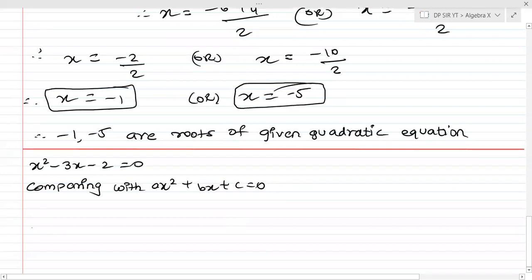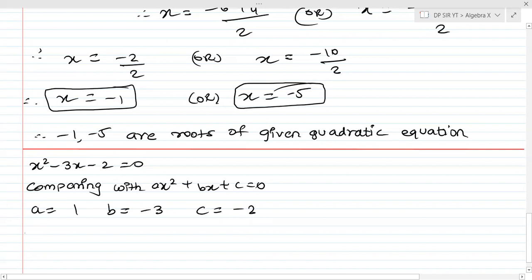Sorry for my shabby handwriting, but my main aim is to understand the concept and not the presentation. Presentation you can do yourself, for now understand the concept. a is equal to 1, b is equal to minus 3, c is equal to minus 2, if I am not wrong.